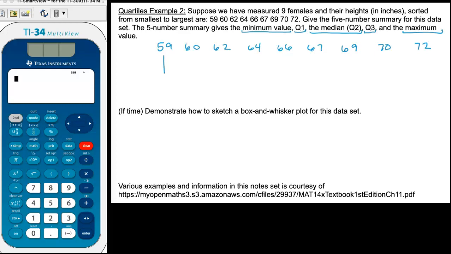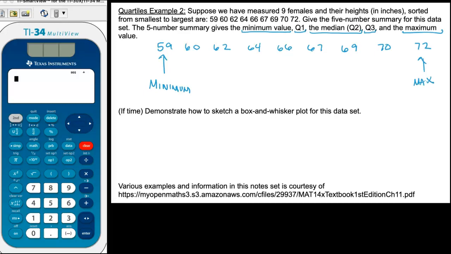So the minimum is going to be 59. Okay, the maximum is 72. I always like to do those first because those are the easiest. And then I find the middle. So I'm going to do the middle next. I always want to find Q2 before I find Q1 and Q3. So if there are 9 females, that's great because I have an exact middle. So I'm going to count 1, 2, 3, 4, and then 5.